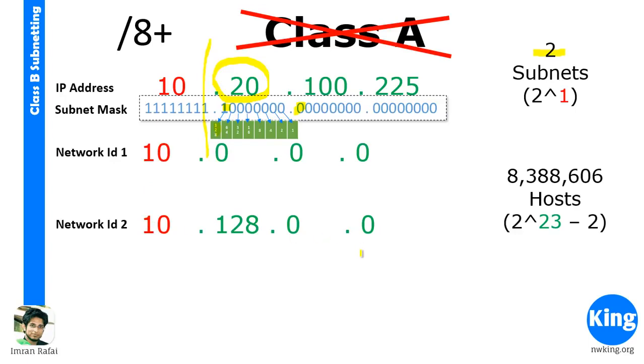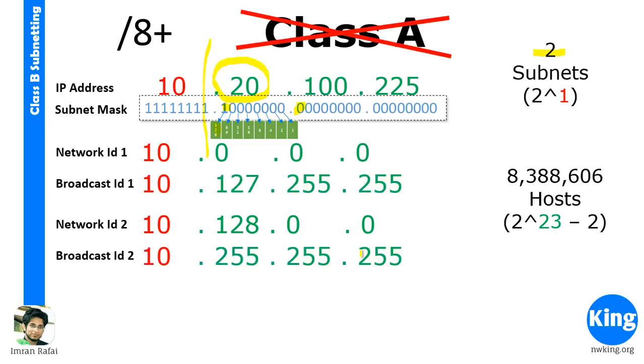Now this is exactly why I asked you to think and compare IP addresses to the digital clock. 128 minus 1, what is it? You guys tell me. Yes, it is 127.255.255. Fantastic. And the last broadcast ID, as we always know, it is 255.255.255. Everything is 255. Fantastic, guys.